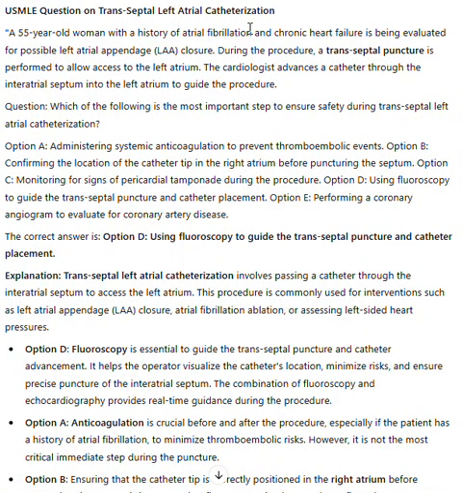Option A: administering systemic anticoagulation to prevent thromboembolic events. Option B: confirming the location of the catheter tip in the right atrium before puncturing the septum. Option C: monitoring for signs of pericardial tamponade during the procedure. Option D: using fluoroscopy to guide the transseptal puncture and catheter placement. Option E: performing a coronary angiogram to evaluate for coronary artery disease.